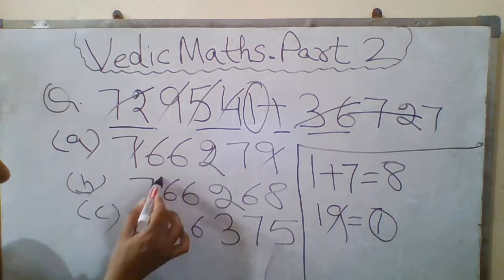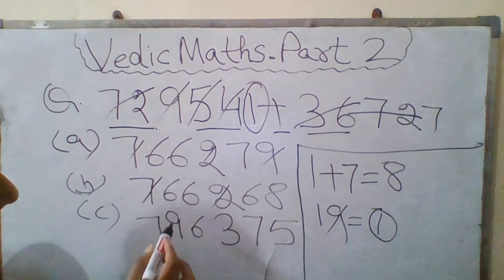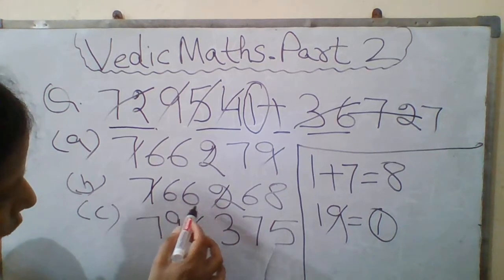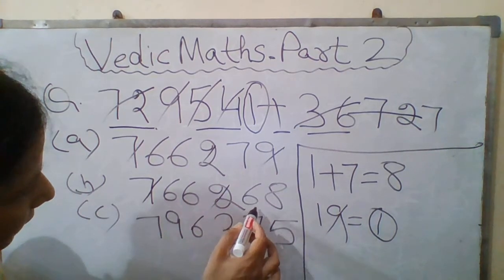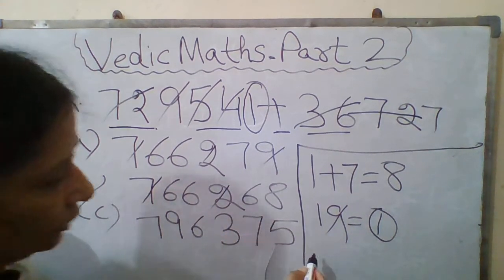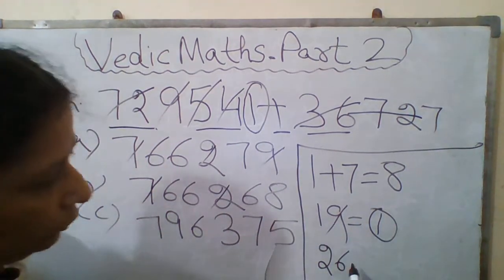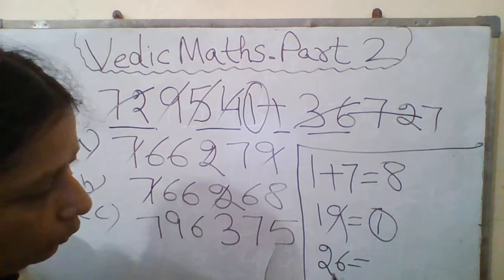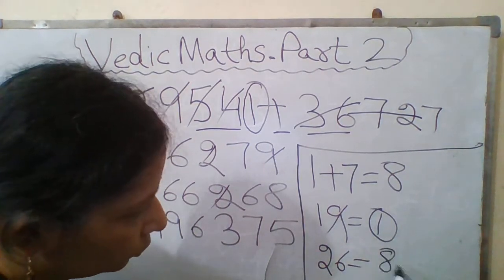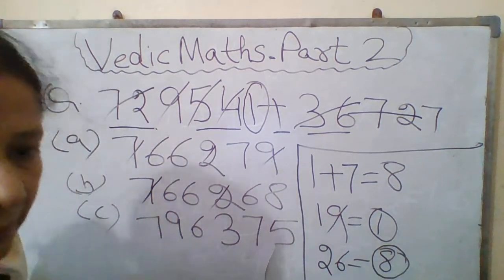Now you find the DR here. 7 plus 2 is 9, cut. Now 6 plus 6 is 12, 12 plus 6 is 18, 18 plus 8 equals 26. You got 26, but again it is a double digit. So what do you have to do? You have to do the addition. 2 plus 6 equals 8. So here the DR is 8.